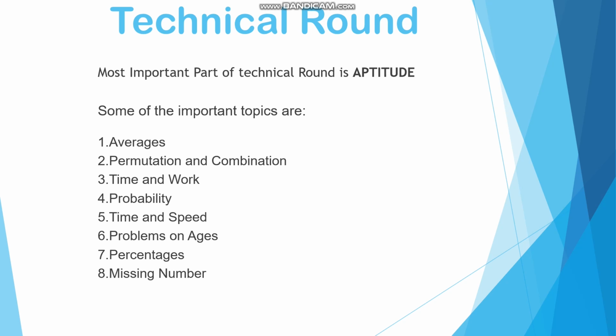Coming to the next page, the most important part of the technical round in Cognizant is aptitude. As you all know, the Cognizant GenC exam is based upon quantitative aptitude, verbal and logical. So, to verify your exam, they will ask you a few basic aptitude questions on topics like averages, permutation and combination, time and work, probability, time and speed, problems on ages, percentages and missing numbers. The interviewer will display a set of questions on the screen and you need to solve those questions on the spot.